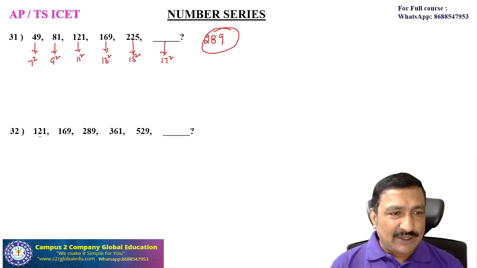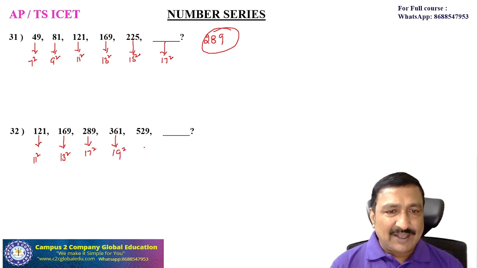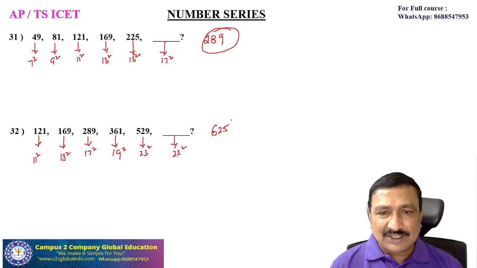Now look at the next one. 121 can be written as 11 square. 169 can be written as 13 square. 289 can be written as 17 square, and 361 can be written as 19 square, and 529 can be written as 23 square. So these are the squares of odd numbers: 11, 13, 17, 19, 23. So the next odd number will be 25. So 25 square is equal to how much will come? 625 will come, friends. So we can find answers like this if you are thorough with squares and cubes.